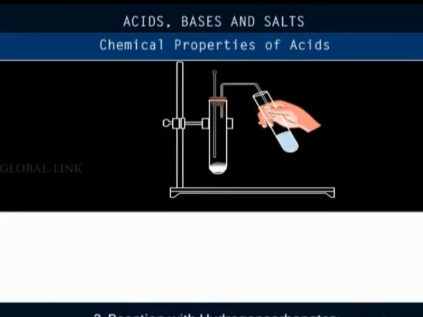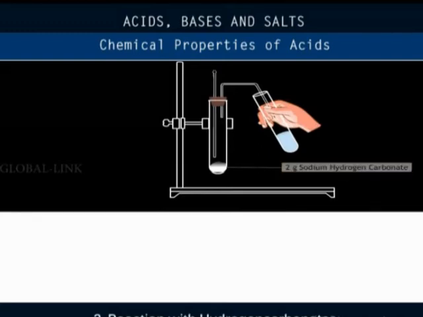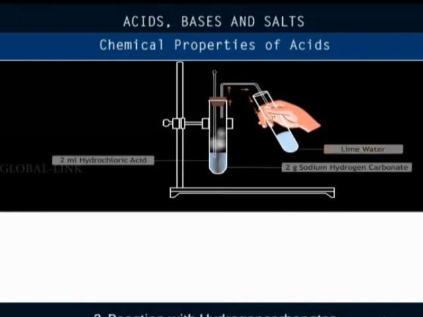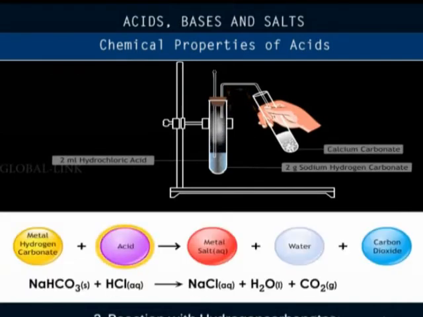Reactions with hydrogen carbonates. In this experiment, we have 2 grams of sodium hydrogen carbonate in a test tube. We add 2 milliliters of hydrochloric acid into the test tube. We see that a gas is evolved. When passed through calcium hydroxide, a white precipitate is formed, indicating it's carbon dioxide. And so acids react with hydrogen carbonates to form salts, water, and carbon dioxide.